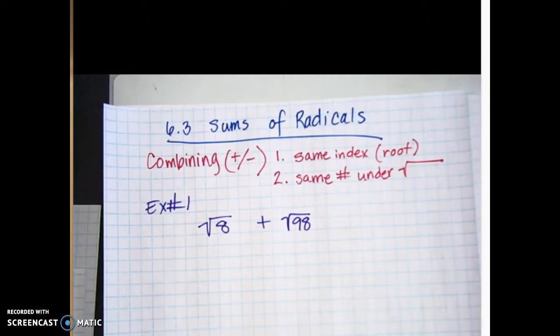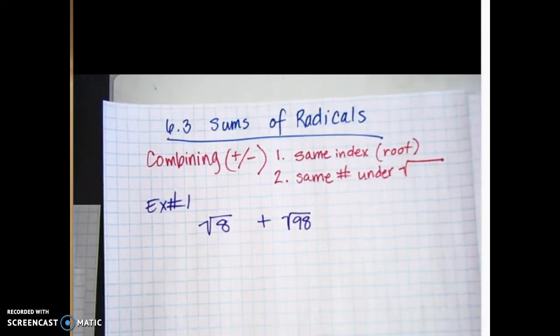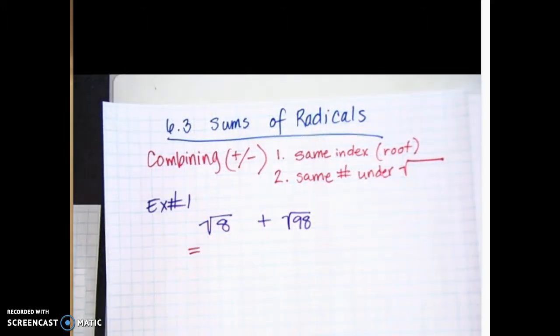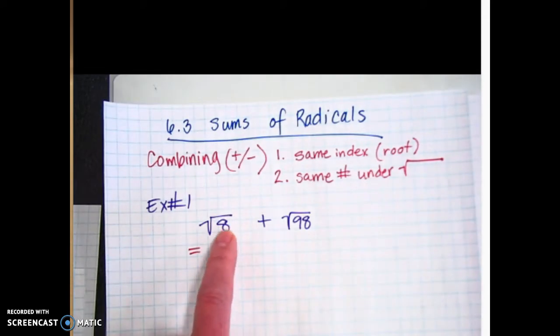But you do need to simplify first. Okay? So if you can ever simplify, then they will possibly have the same root. They will highly likely have the same root. Okay? So let's look at the square root of 8 first. How can I write, or is there a perfect square factor of 8?